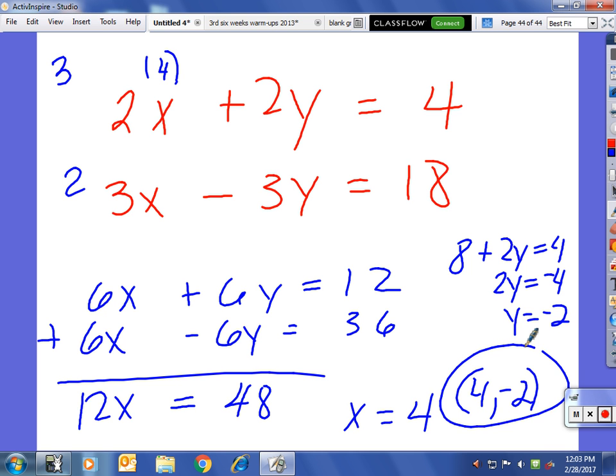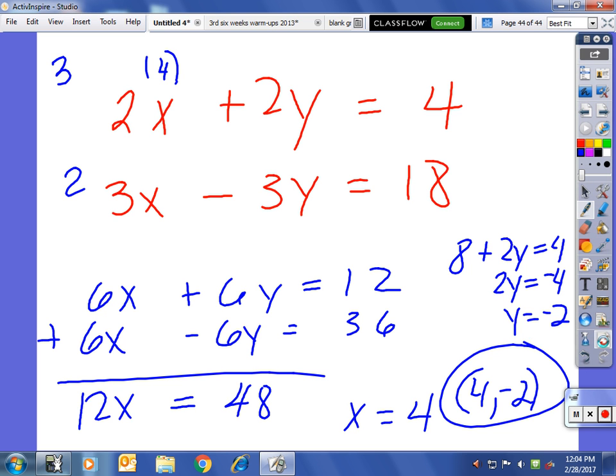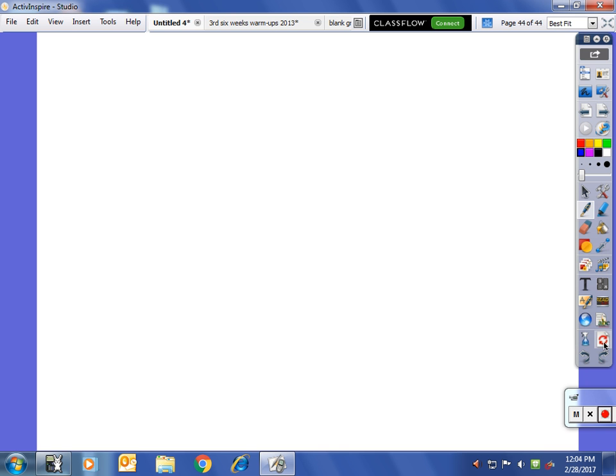Is that the only way to solve this system of equations? Absolutely not. We could have put them in slope-intercept form and stuck them in the calculator and did calculate intersection. If we had the answer choices, we could have checked all the answer choices by putting in 4, -2 and making sure it works. Is this way easy? Sometimes yes, this way is the easiest. This is usually my favorite way, unless they're already in slope-intercept form.